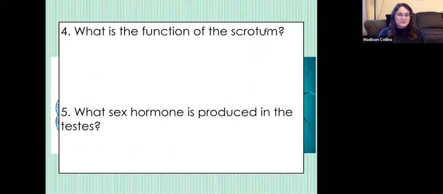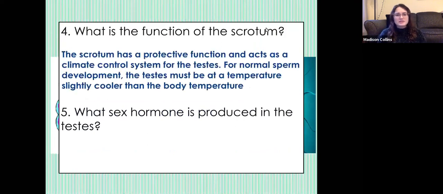Right? Number 4, what is the function of the scrotum? So we touched on this earlier, but we need to know that the scrotum has a protective function. It's going to protect those sperm, and it acts as a climate control system for the testes. For normal sperm development, the testes must be at a temperature that is slightly cooler, around 2 degrees cooler than the normal body temperature.